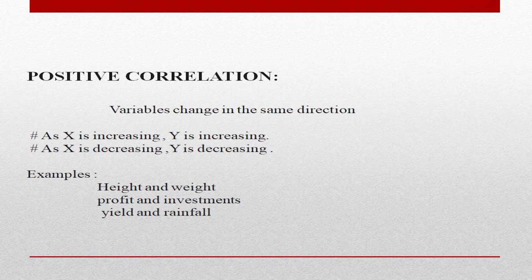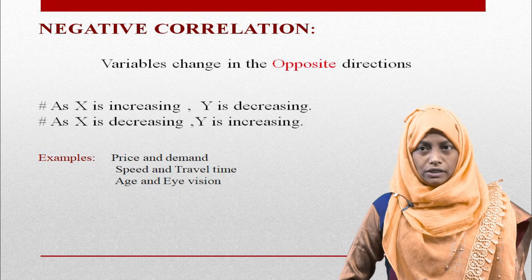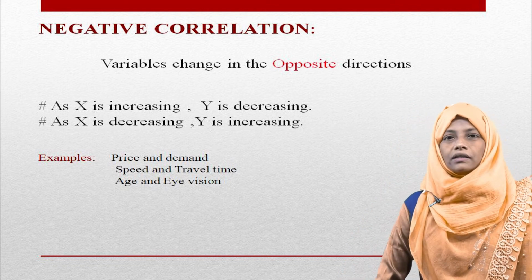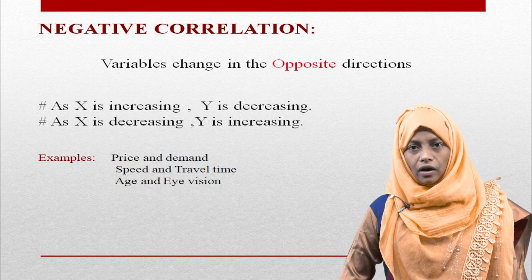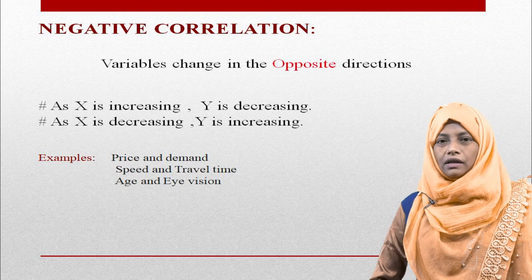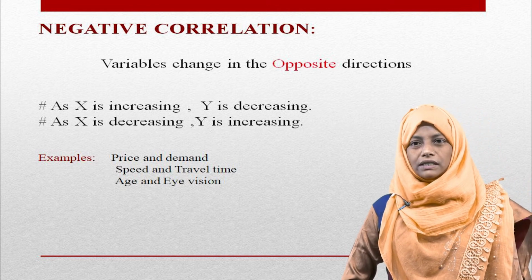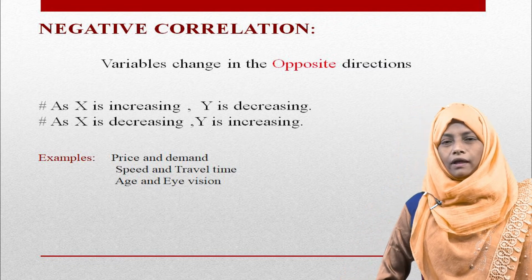The examples are height and weight, profit and investment, yield and rainfall. In a negative correlation, variables change in the opposite direction. That is, as x is increasing, y is decreasing, or as x is decreasing, y is increasing. The examples are price and demand, speed and travel time, age and eye vision.